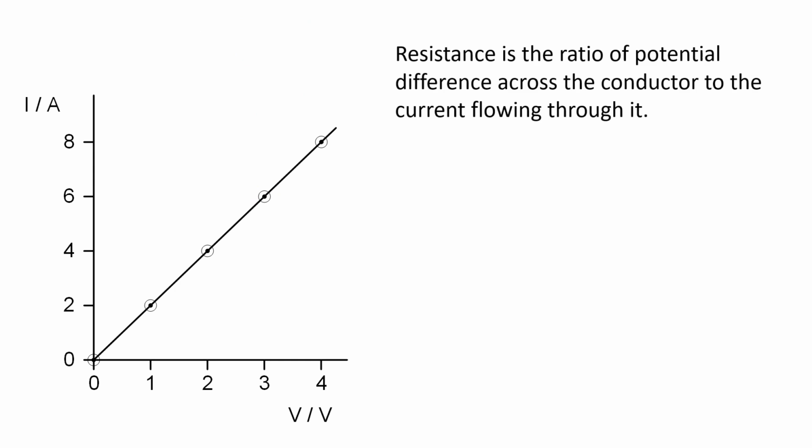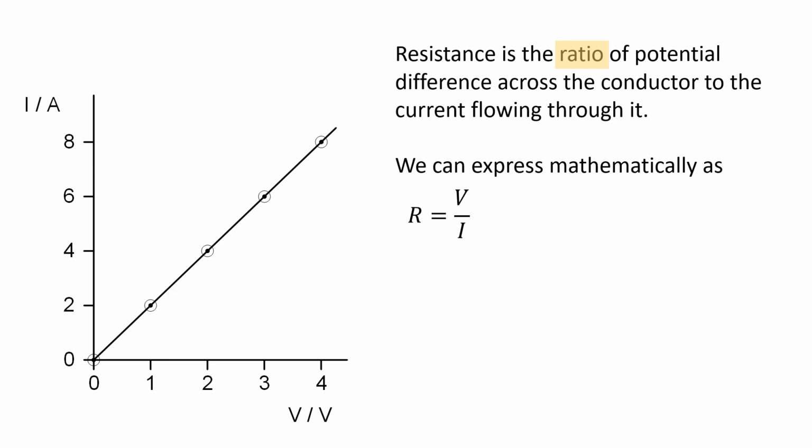Remember, the resistance of the conductor is the ratio of the potential difference to the current flowing through it. Focus on the term ratio. There is no need to calculate the gradient here. The gradient helps us qualitatively understand how the resistance changes. Let's use specific examples to make this clearer.